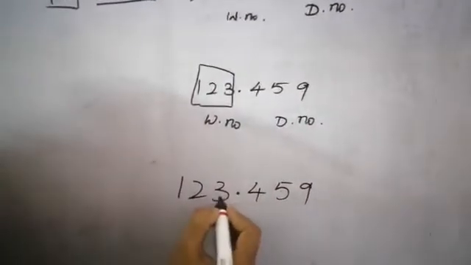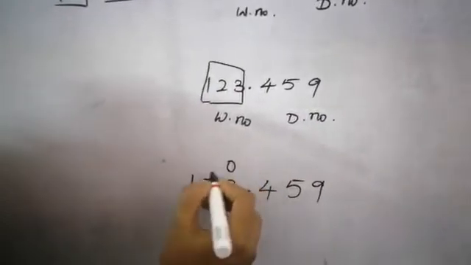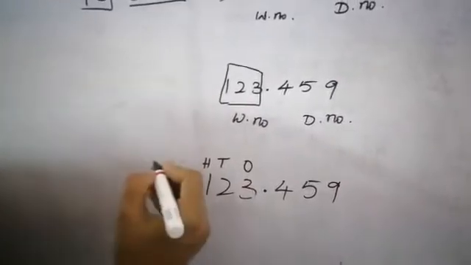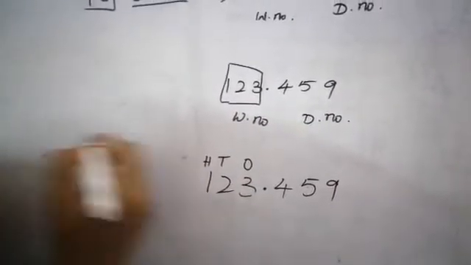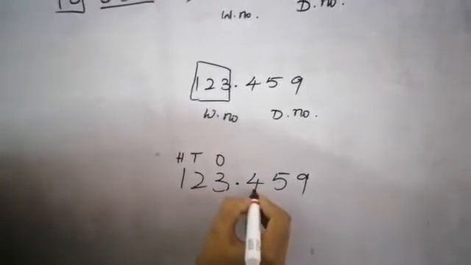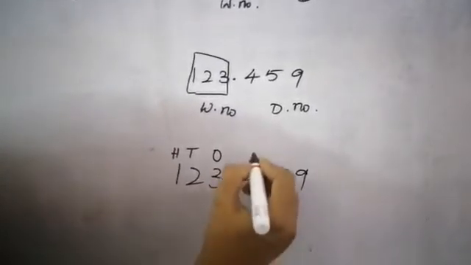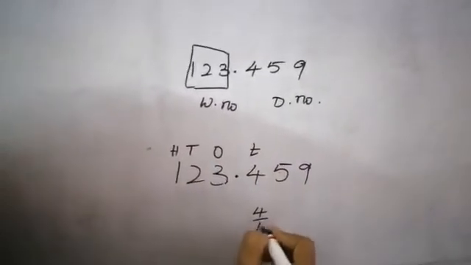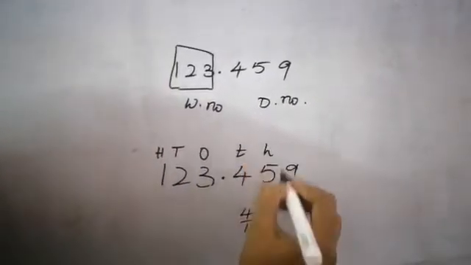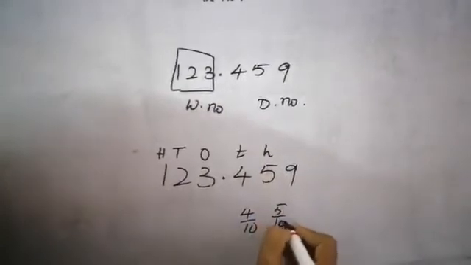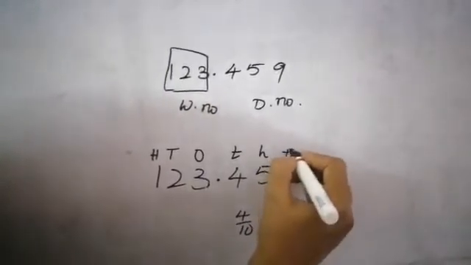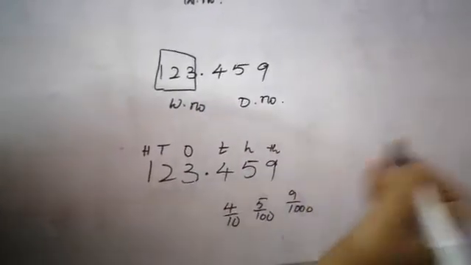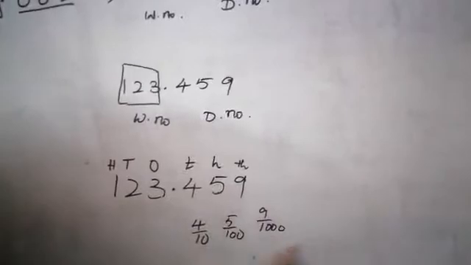We know before the point the whole number will start with ones, tens, hundreds, 1000, 10,000, lakhs. When it is moving to the left side, the value increases. Then the point will start. Points mean 0.4. This place is the tenths place, that is nothing but dividing 4 by 10. Hundredths place, that is 5 by 100. Thousandths place, 9 by 1000. Like that, if the numbers are there, you can continue with 10,000, lakh.